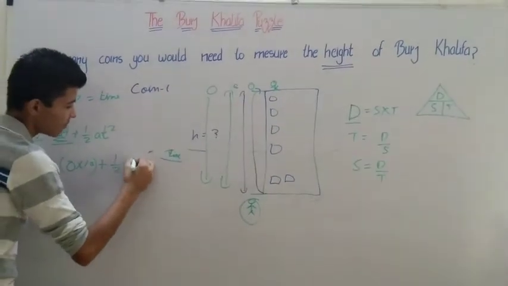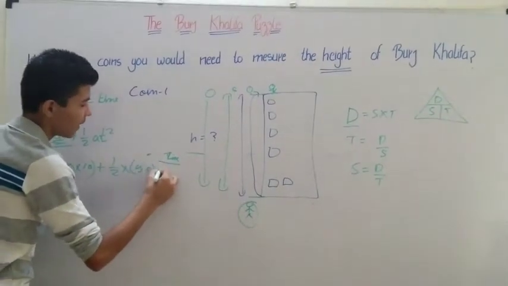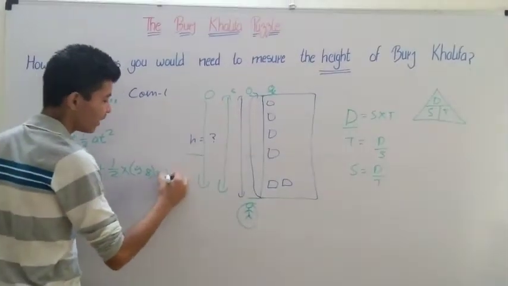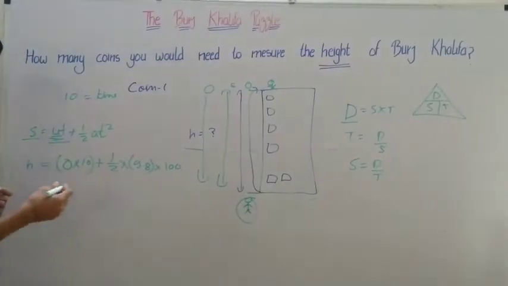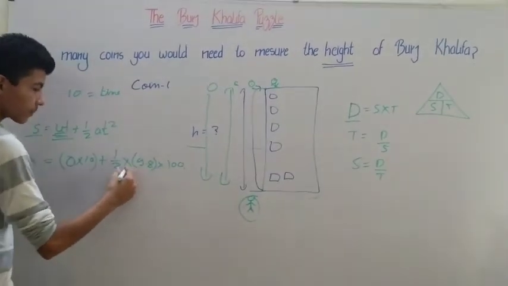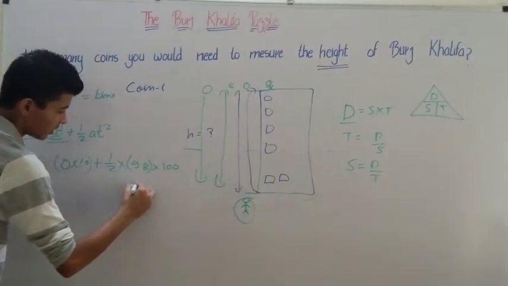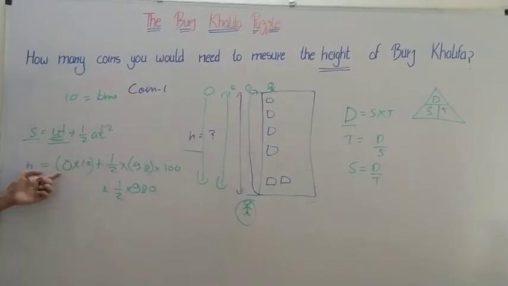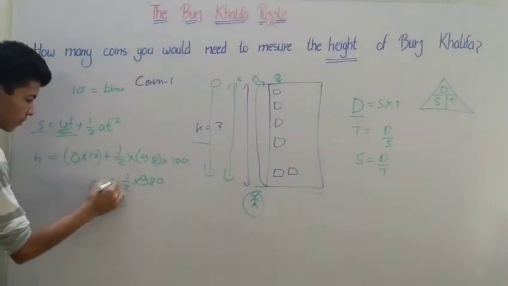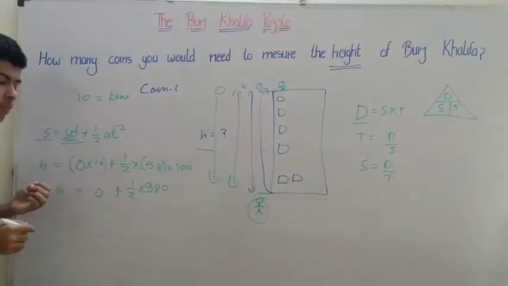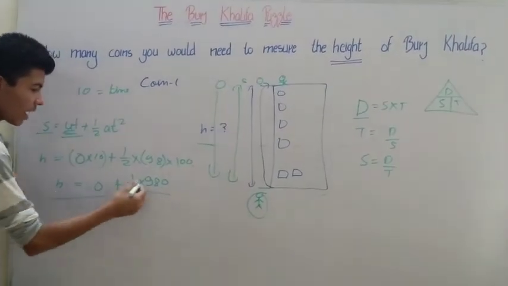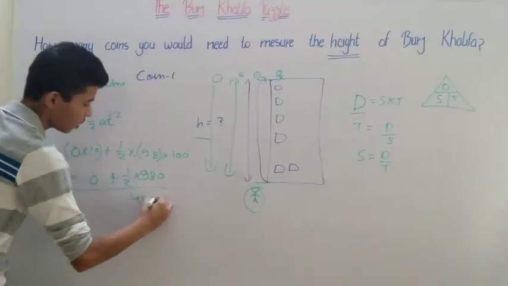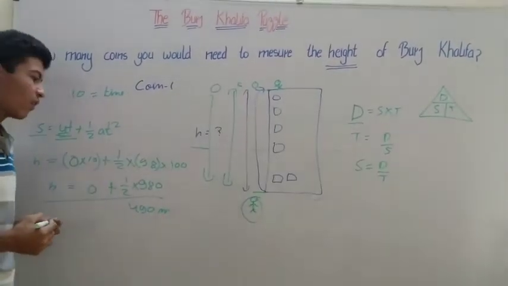Acceleration due to gravity is 9.8. So it is multiplied by 9.8 and by the time squared, that is 10 squared, which is 100. When we multiply, we get 980, and multiplied by half gives 490. The 0 multiplied by anything is 0, so the height of this building is 490 meters.